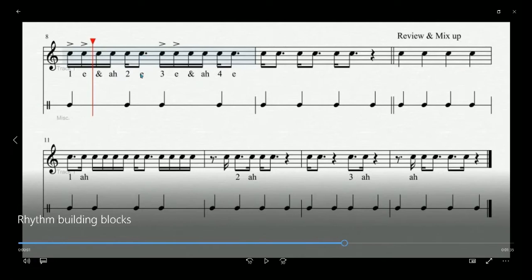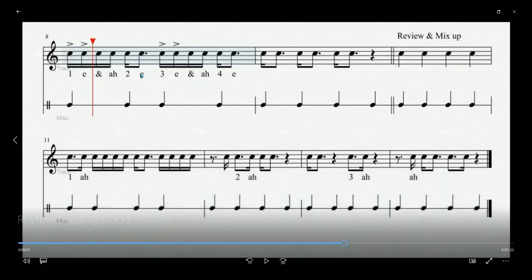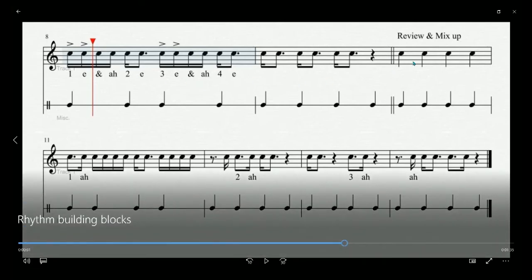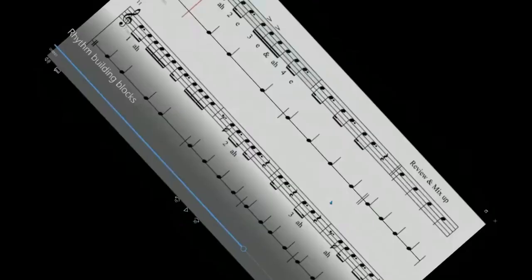If this is confusing, make sure you see my first video on the dotted note rule. And then finally, you have the mix-up where everything we've done in the lessons, you get to challenge yourself to see if you can do it. Good luck. Enjoy.